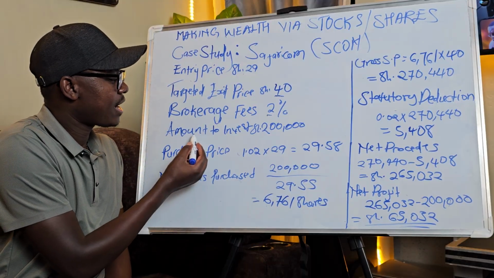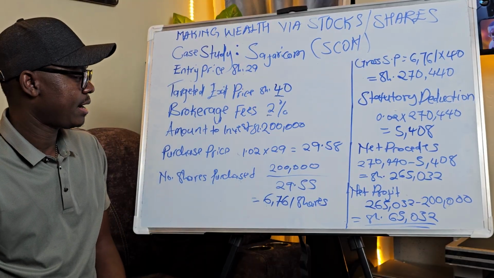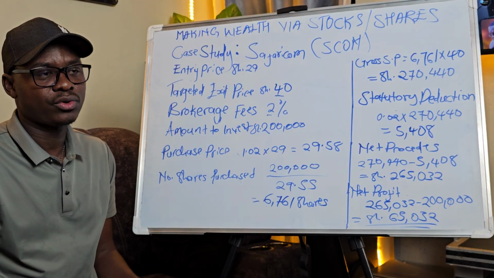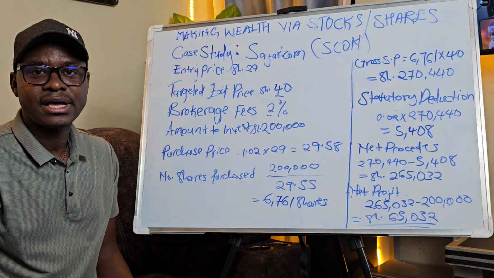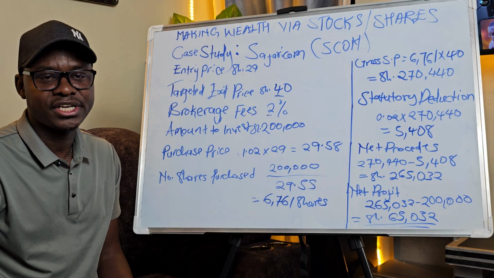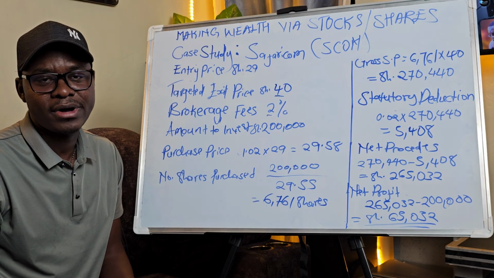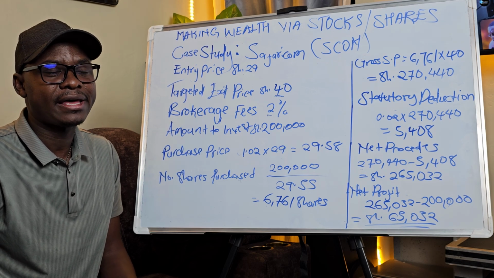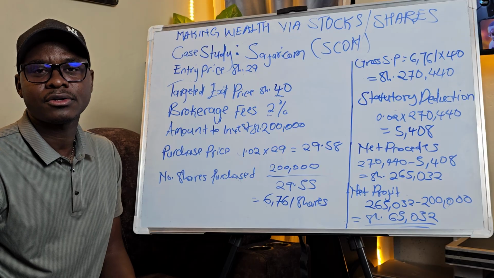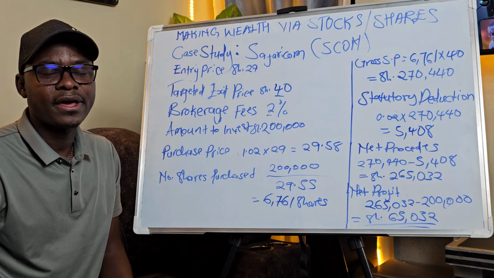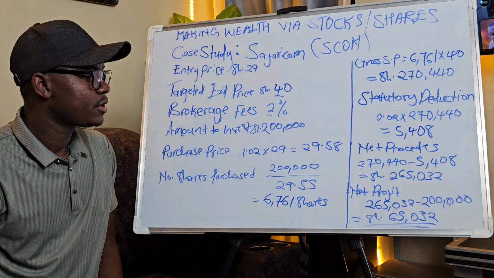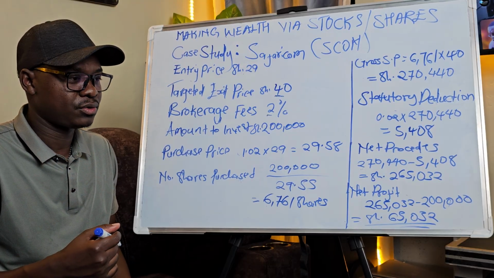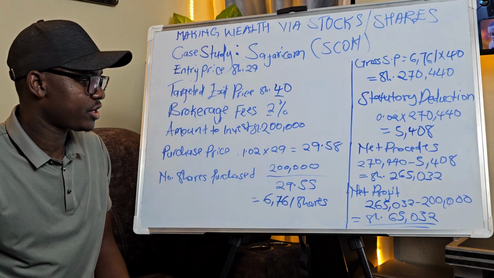Then we have amount to invest. I'm assuming that you're investing 200,000. Currently you can buy as few as one share, depending on which company's shares you are buying. For example, penny stocks are those shares with a price below 10 shillings, so you can use even 100 shillings to buy shares.